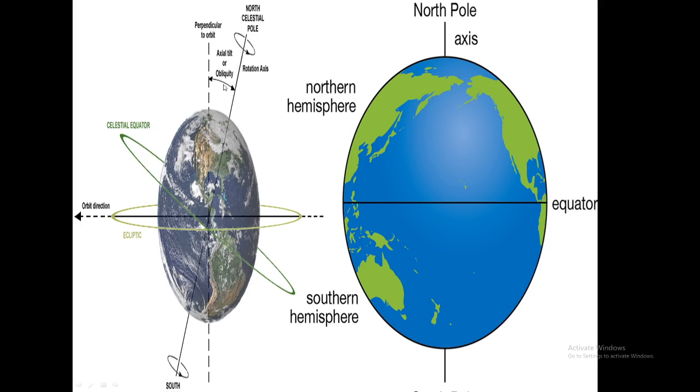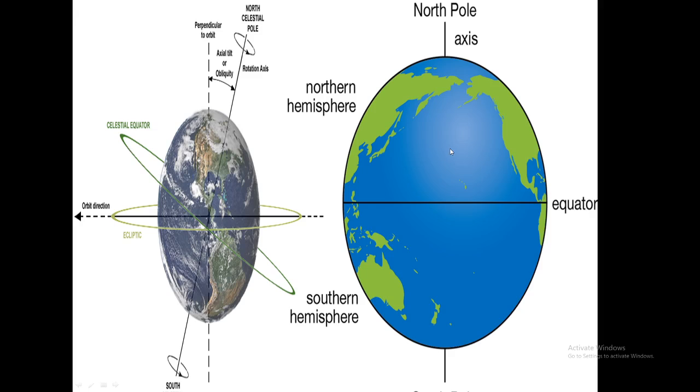Okay, this is the axis. Here you can see now. Here it is shown straight, but here you see when it rotates, at that time it moves in this way, that means in a tilted way. Because of that only we are getting the seasons.